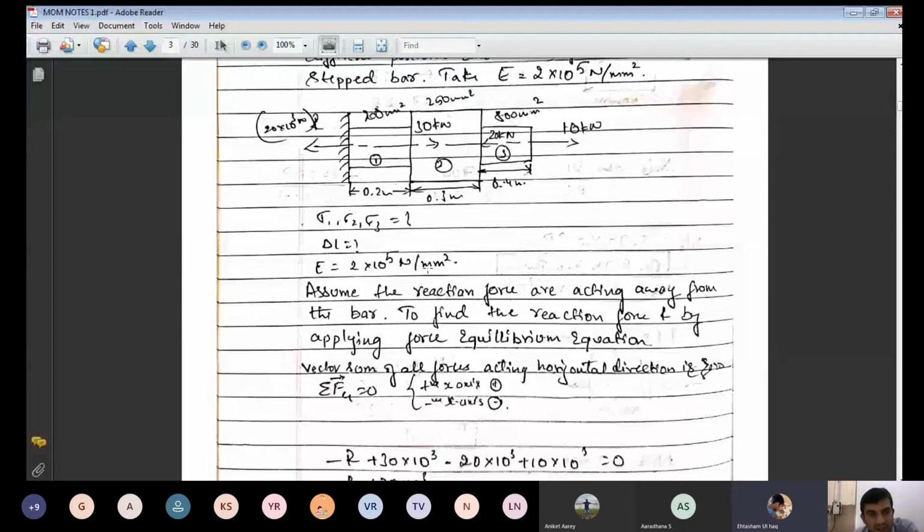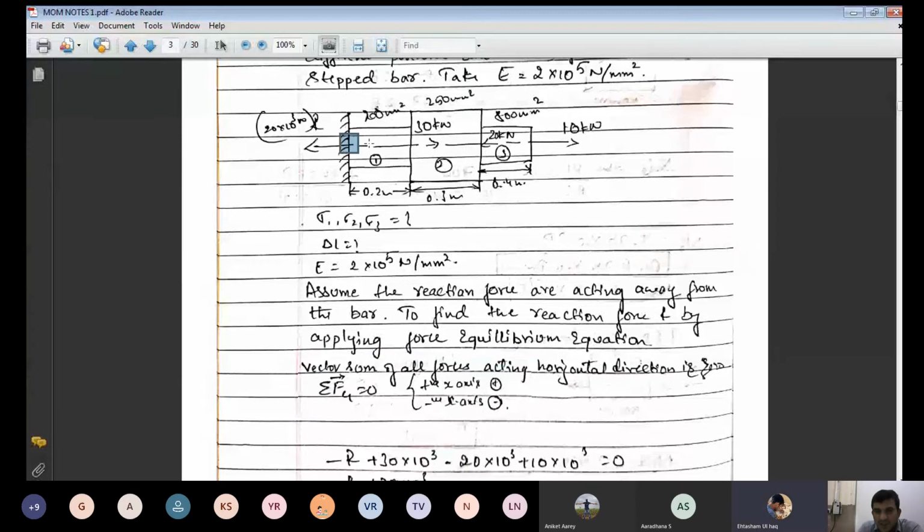This R reaction force. Once you calculate it, the vector sum of all the forces acting in the horizontal direction is 0. Again, here sign convention is important. Take what I'm highlighting here as the positive x-axis, and this one as the positive y-axis.